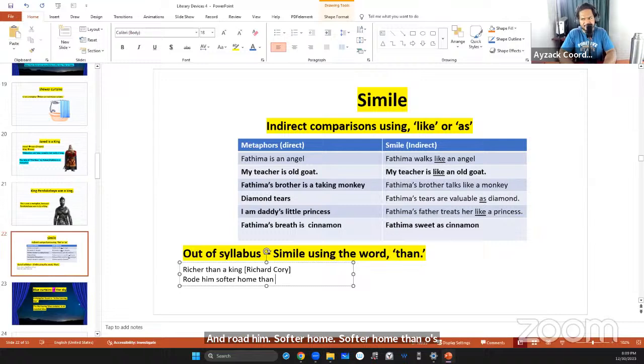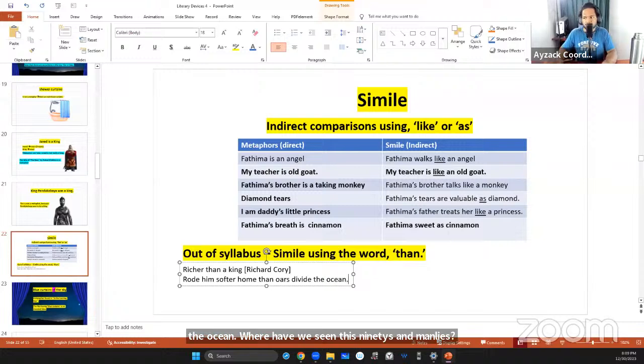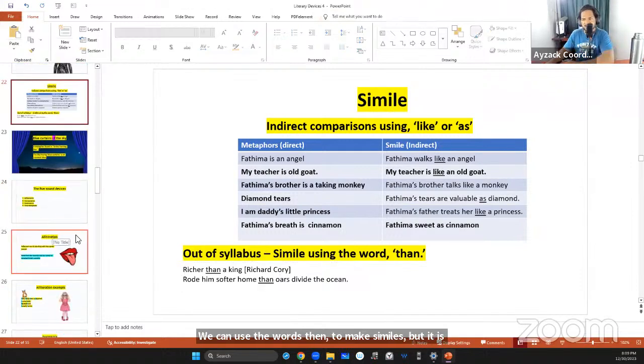Where have we seen this, Nangis and Mallis? Then oars divide the ocean. Again, it means that the bird in A Bird Came Down the Walk rode softer home using his wings, right? Then oars in the ocean, his wings move him softer home. That is an out of syllabus simile, by the way. Even though these lines are taken from the syllabus, it is an out of syllabus comparison. We can use the word then to make similes, but it is not recognized in our syllabus. Let's keep moving forward, baby.